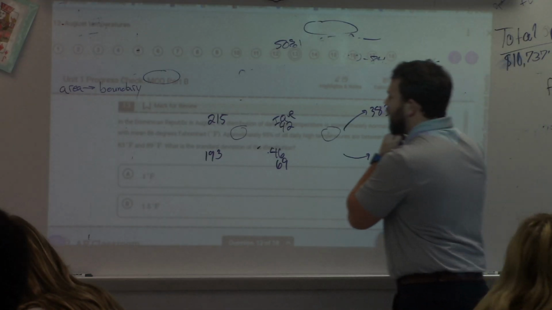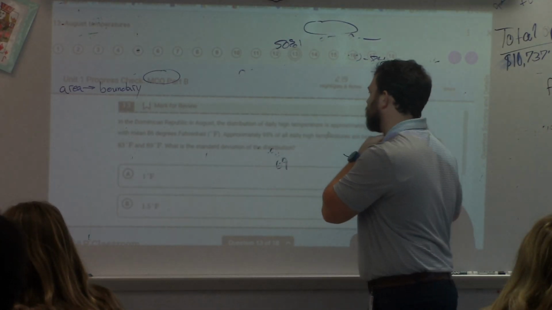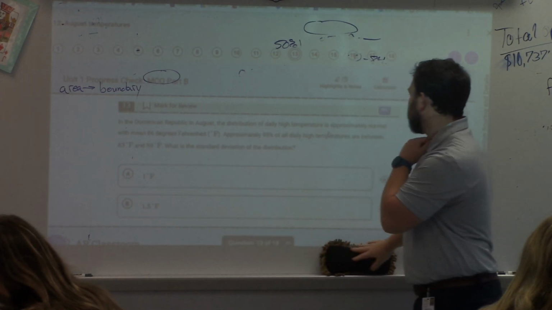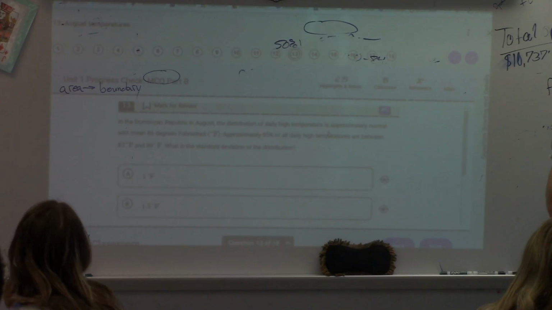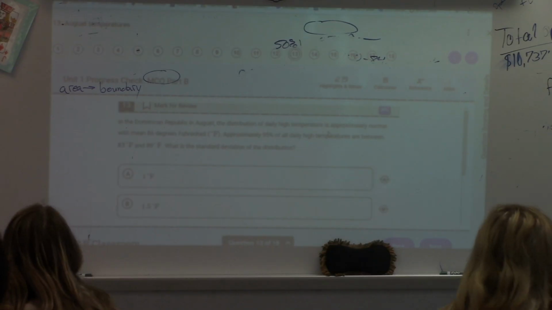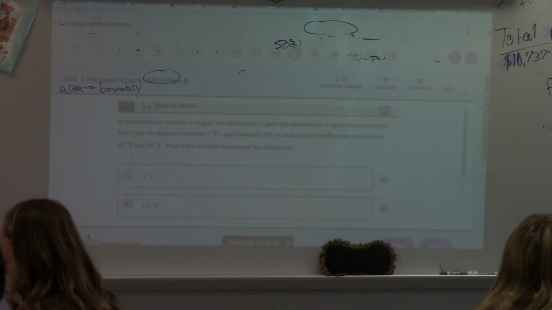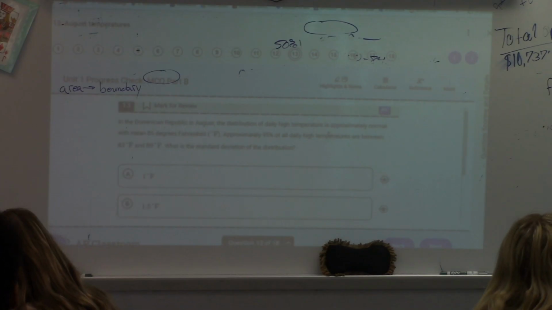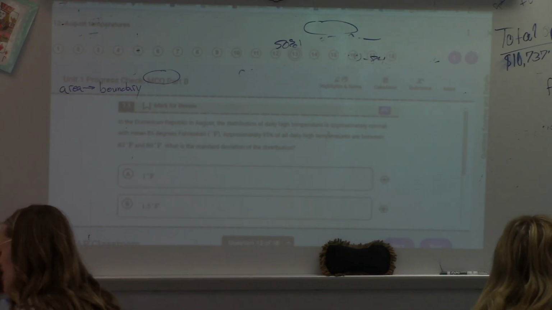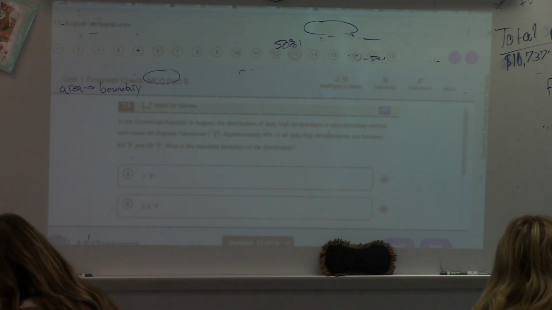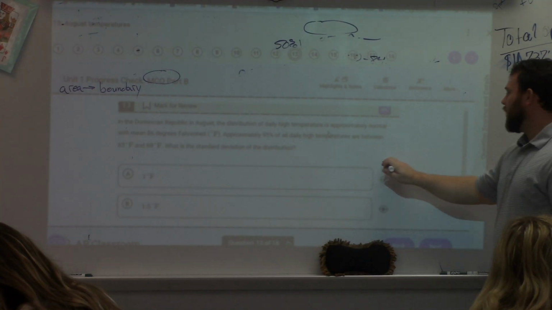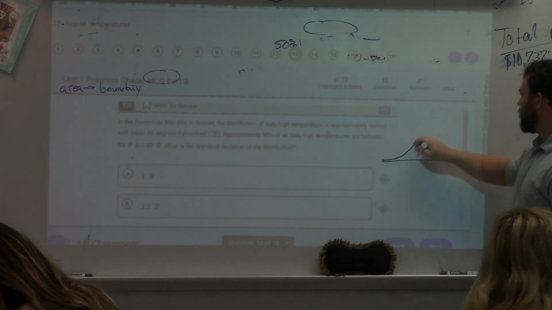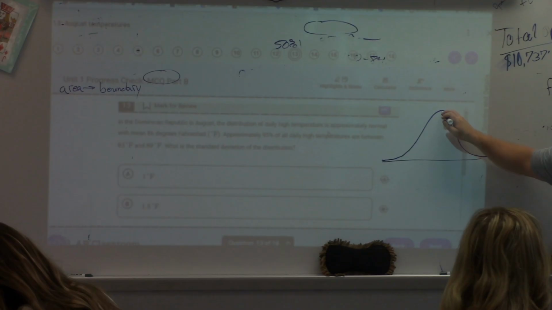Okay, Dominican Republic. In August, the distribution of daily high temperatures is approximately normal with a mean of 86 degrees Fahrenheit, approximately 95%. I'm going to pause right there. What should you immediately think about when you see 95%? The empirical rule. You can try to do all this in your head, but if I see a normal distribution, I'm going to draw it out. Taking that extra second helps.